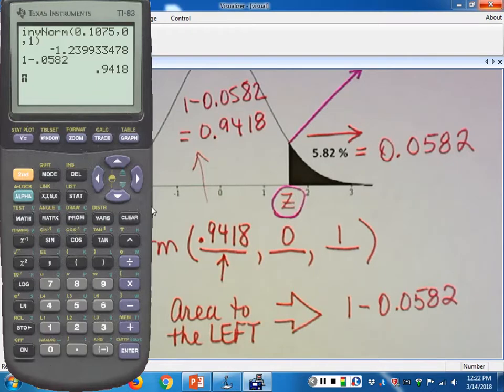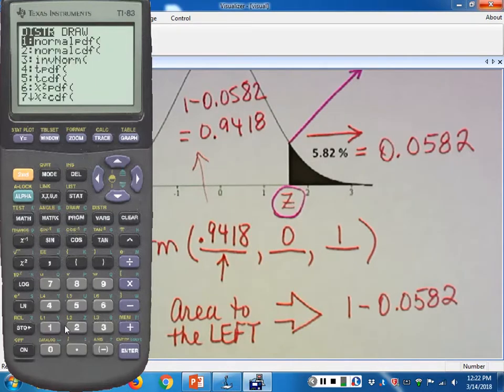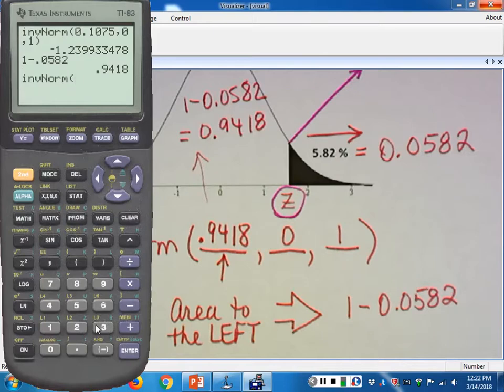So we're going to go second, distributions, choose option 3. We're going to put in 0.9418. I'm sorry, 9418. I'm being dyslexic today. I get into these periods when I'll do this for a while. I don't write letters backwards, I only write numbers backwards.